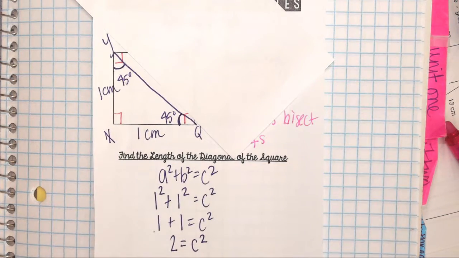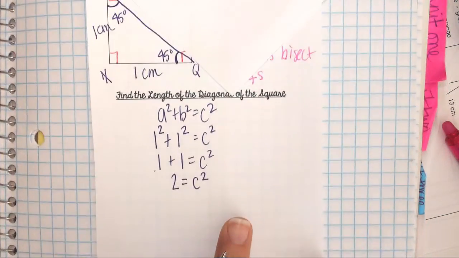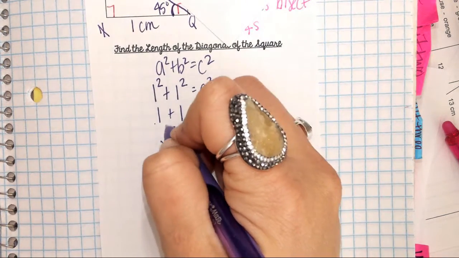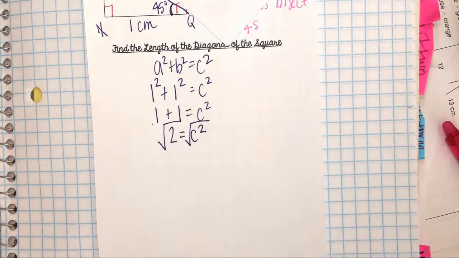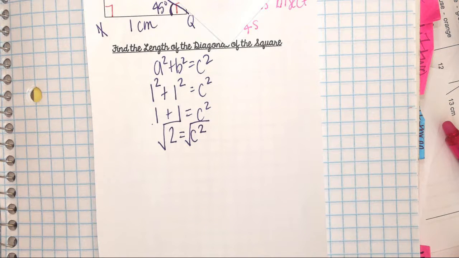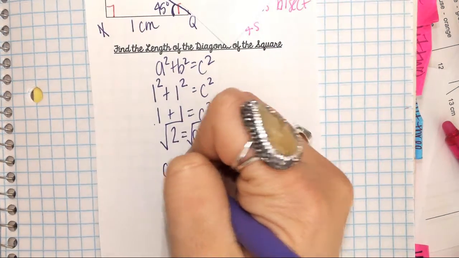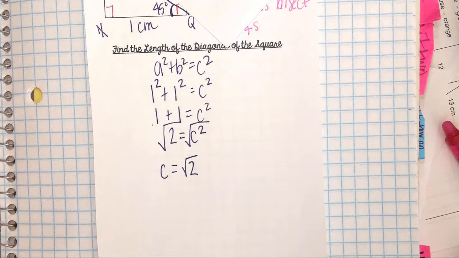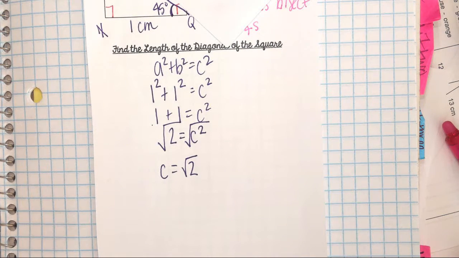And what do I do from here? I take the square root. Now, when you're doing 45, 45, 90, you have to leave it in simplest radical form. Is there any perfect square that goes into 2? No, 2 is not a perfect square. Anything other than 1? Nope. So we leave it as C equals the square root of 2. That's it.